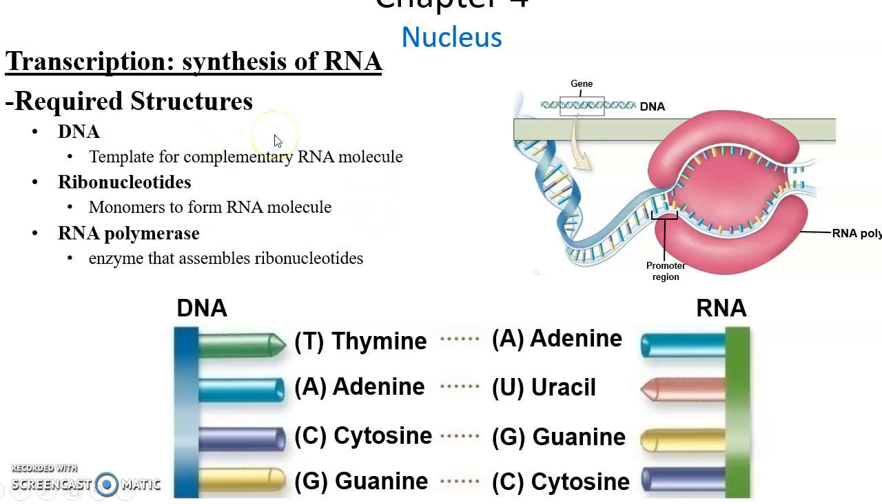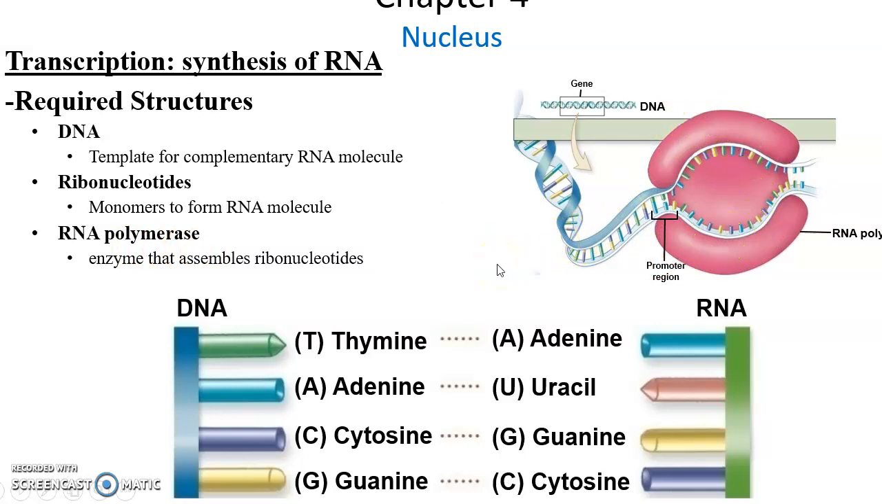So required structures, the players needed for transcription. We have DNA, of course, itself as the template. We have the ribonucleotides, the monomers to make the RNA molecule, and the RNA polymerase. RNA polymerase is the big protein complex that produces the messenger RNA.